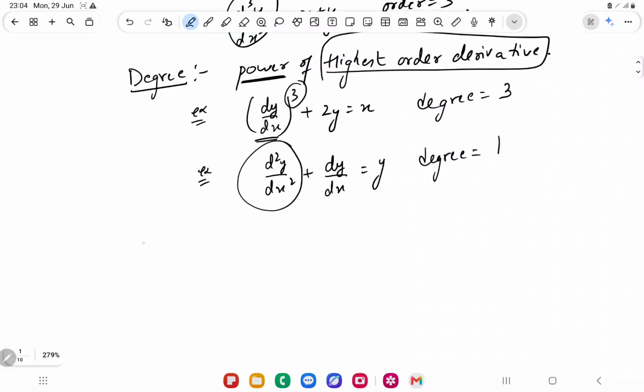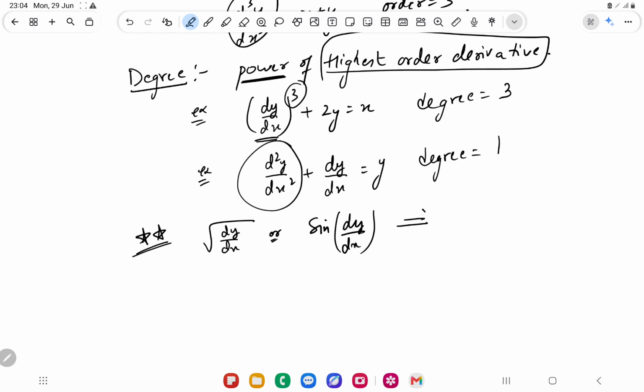Now what is important to note is whenever you have something like under root dy by dx, or let's say sine of dy by dx, inside any trigonometric function, for all of these the degree is not defined. So you have to remember it. This trips up so many students in exams, so you should remember this.